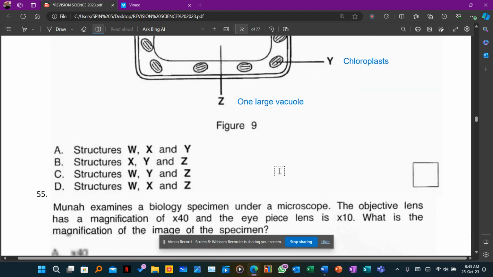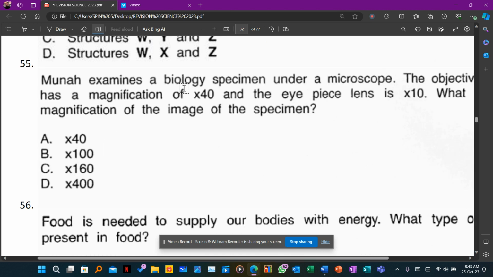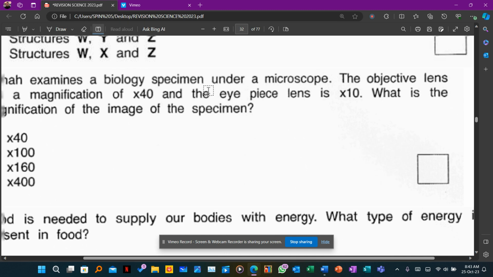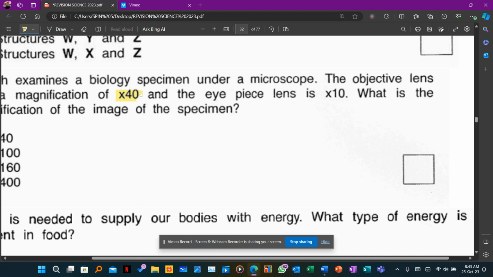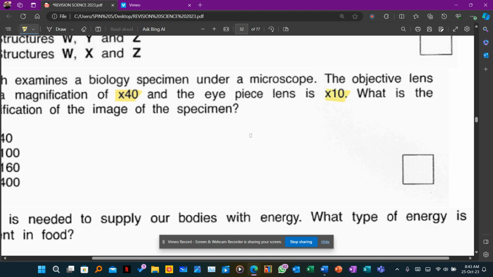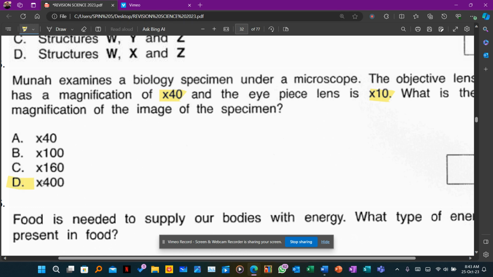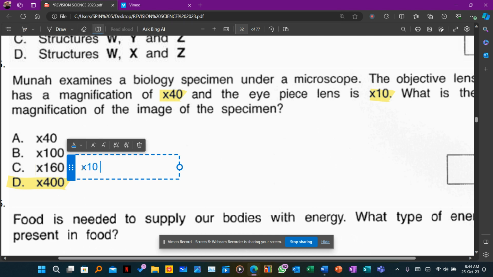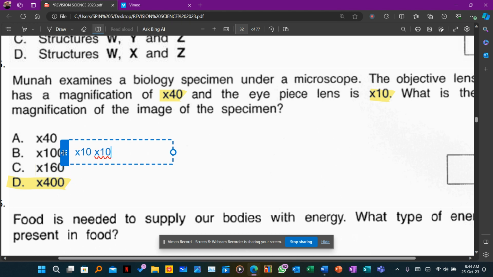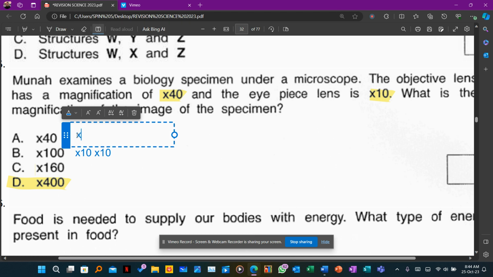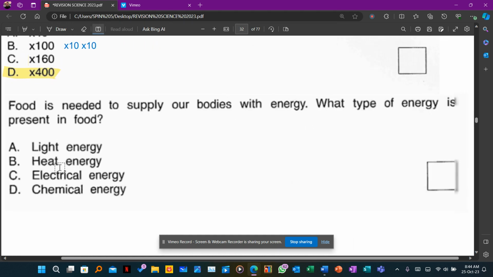Next one. When I examine a biology specimen under microscope, the objective lens. So you can see here, they're asking me what's the highest magnification. Here he has 40, and in the eyepiece there is 10. So altogether it is 40 times 10, which is 400. So 160 doesn't exist. 100 is times by tens. If you're using 10 by 10, you will get 100. And if you're using times 4, and then the eyepiece times 10, you'll get 40. C doesn't exist.